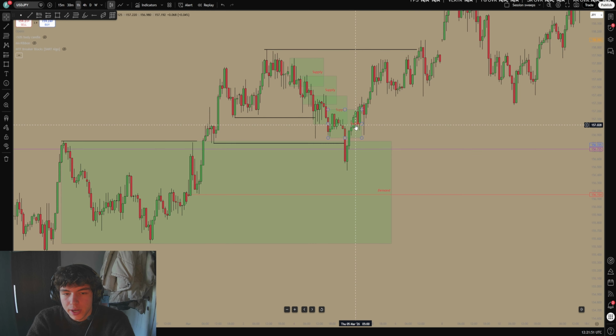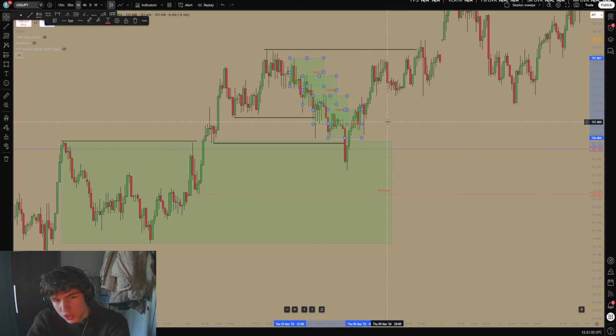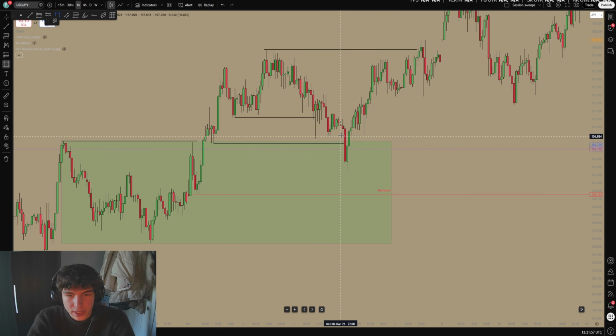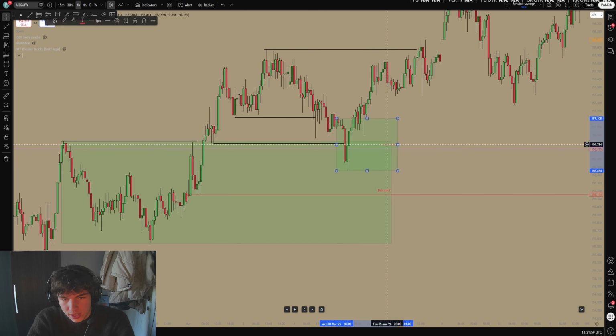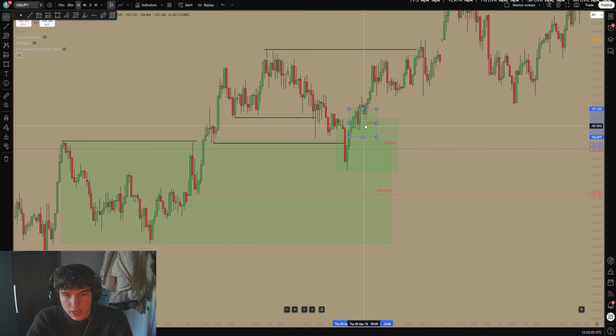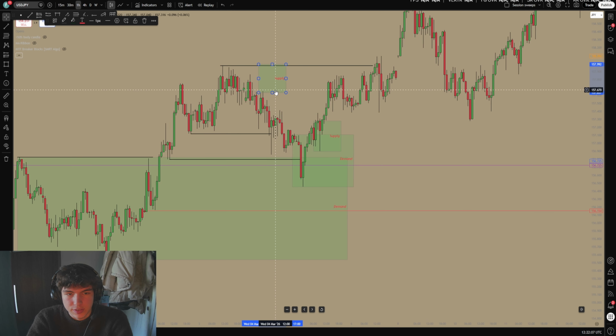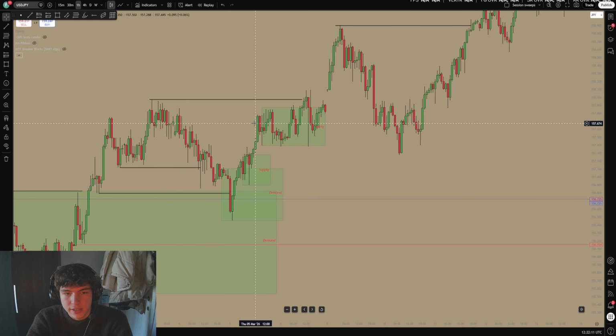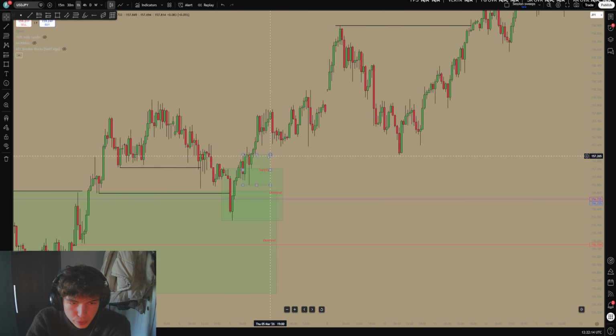And when we no longer support the supply zones, you can clearly see we are going to start to respect the demand zones. So the sell before a buy, the sell before a buy, and then the sell before an overall buy. And you can clearly see how this supports price higher.